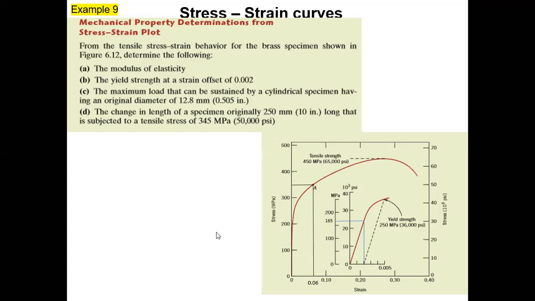Okay, shall we discuss the answers? If we read the question: from the tensile stress strain behavior for the brass specimen shown in the figure, determine the following. The first question is the modulus of elasticity. That means you can get it from the slope of the linear part in the stress strain diagram. The linear part is enlarged here. For your easiness, I just marked one point in the linear part, corresponding to the offset line. This point is 0.002, and the corresponding stress value I marked for you is around 165.